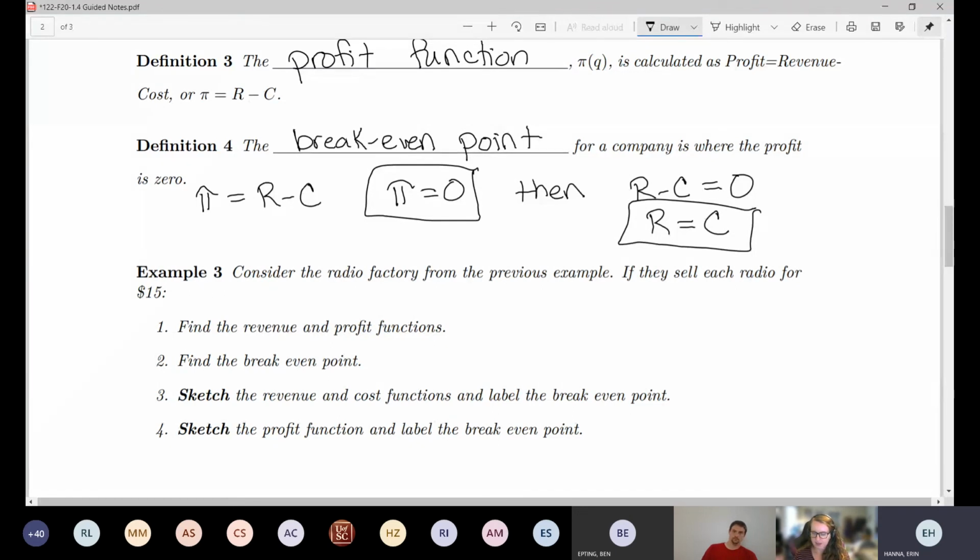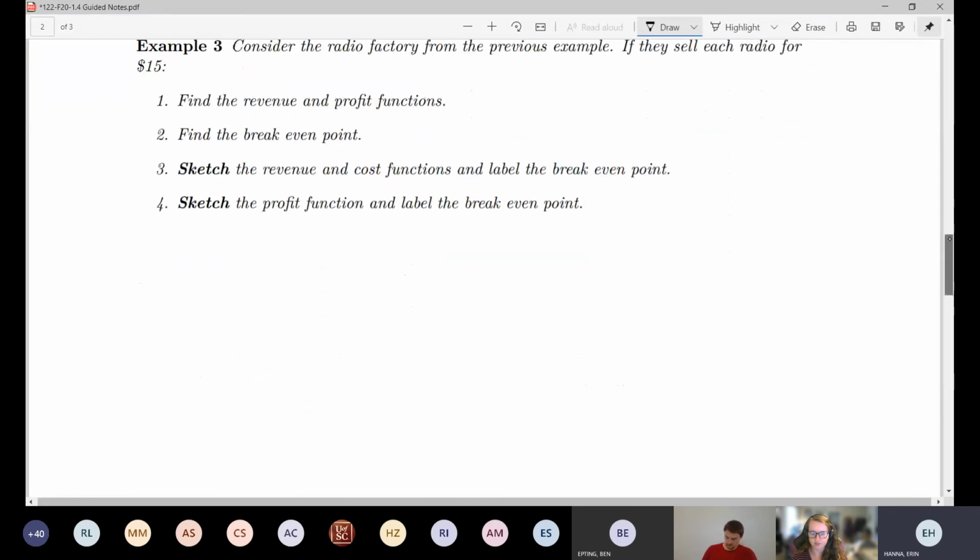So consider that radio factory again. Same radio factory we were just working with. Now say they sell each radio for $15. So first I want to find the revenue and profit functions, then the break-even point, and then we're going to sketch some graphs. So does everyone have all of those definitions? If anyone needs me to hold on, I will talk about the quiz on Thursday at the very, very end. Yes, I will. But we're going to finish this first.